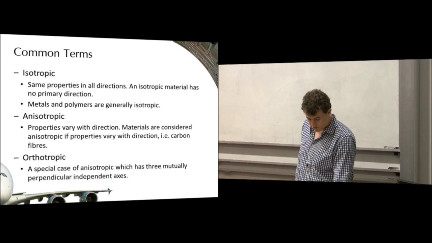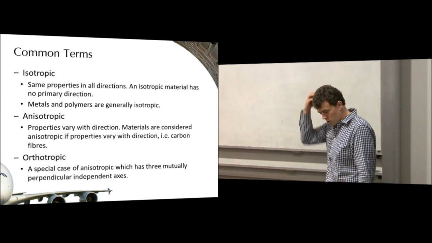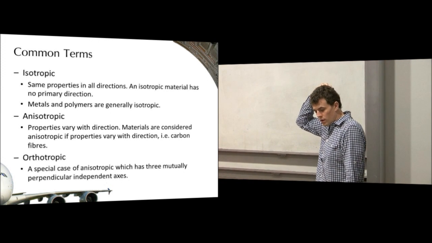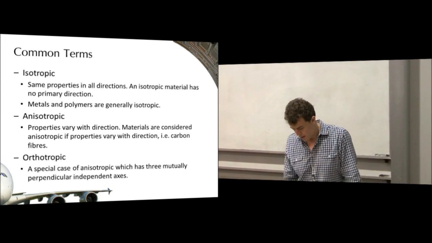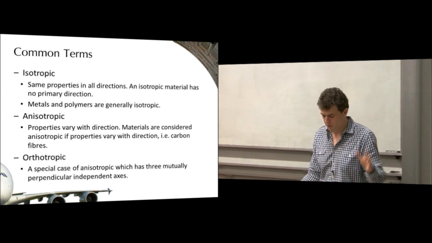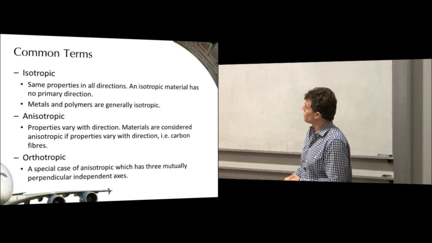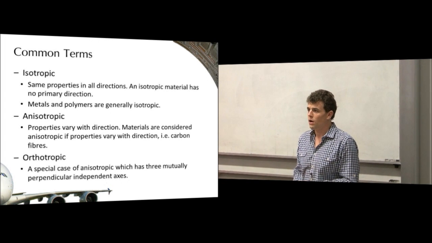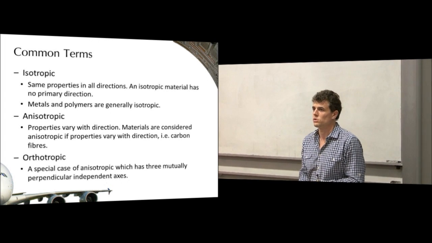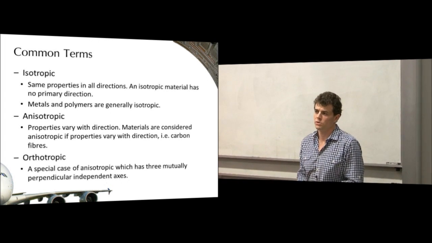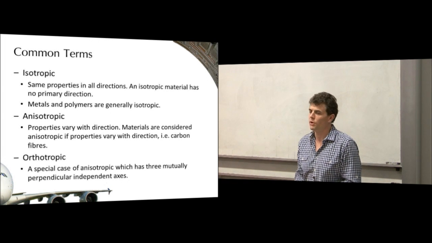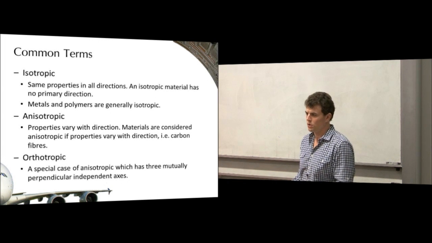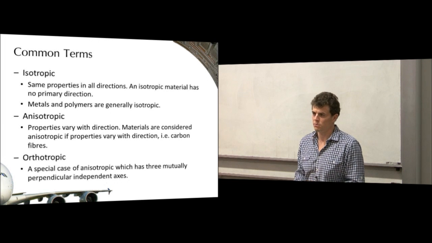Now I'll just define a few terms before we go any further. Isotropic, anisotropic and orthotropic, they all sound fairly similar, but they mean quite different things. Isotropic materials are what we're used to. So isotropic materials, any alloy is effectively isotropic unless you roll it in a particular direction.